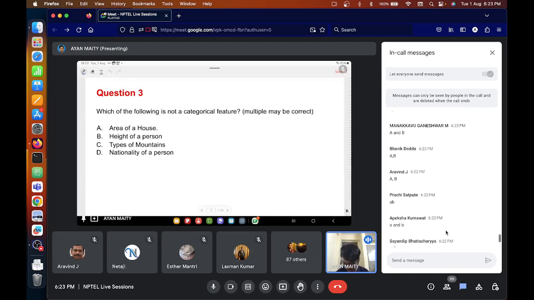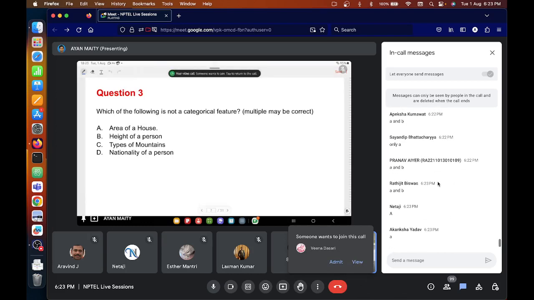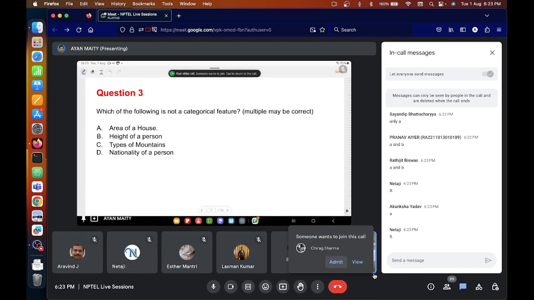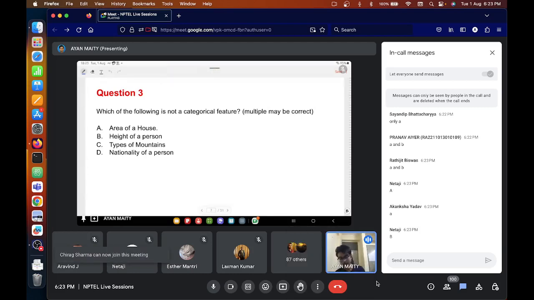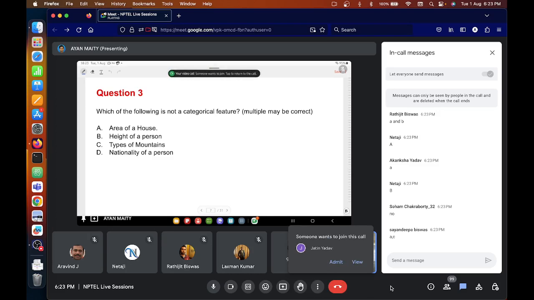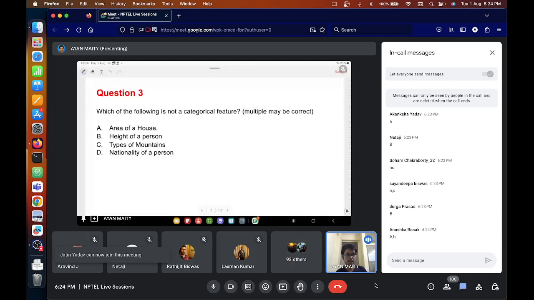I have already received many answers in the chat. Almost all of you have said A and B. Some of you were saying only A, which is area of a house. Most of you are saying A and B, which are area of a house and height of a person. Does anyone think C or D should be right? Sharandeepa Biswas has written AC. A is area of a house, C is types of mountains. Durga Prasad has written B. Anushka Vasak has written A and B. Okay, so most of you have written A and B only for this question.